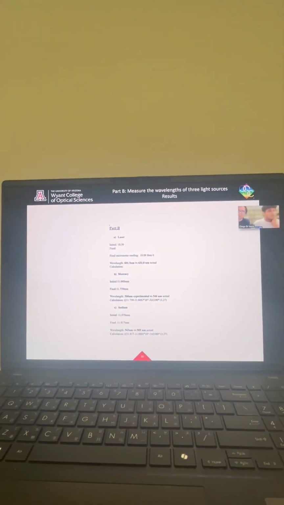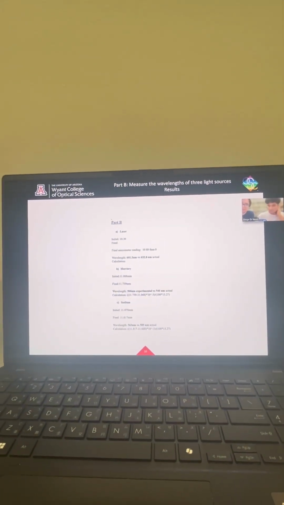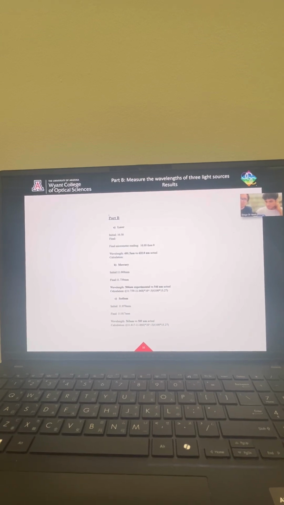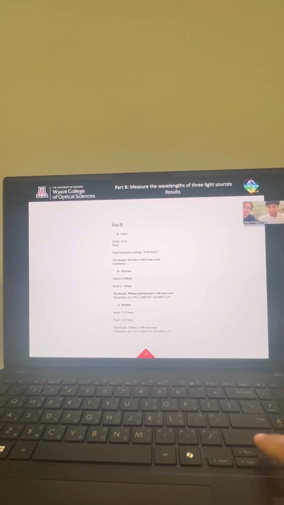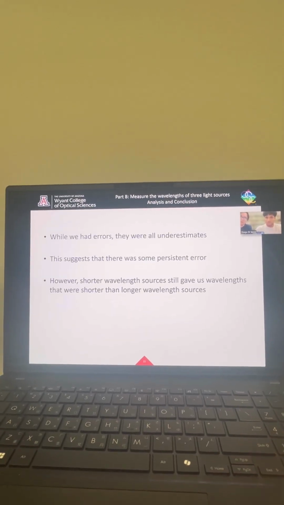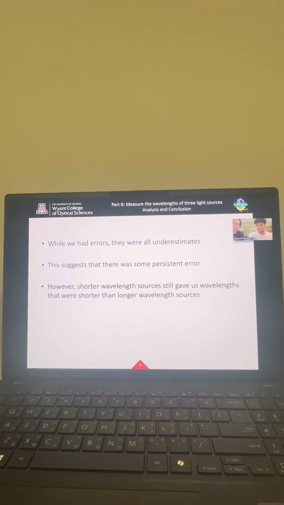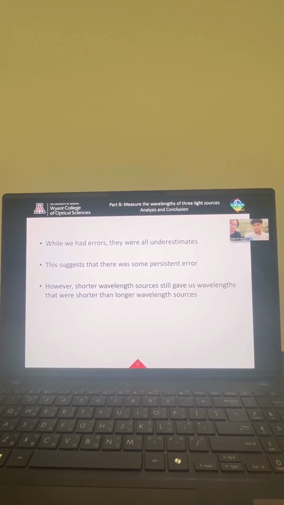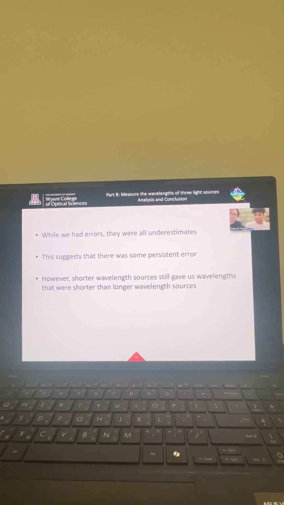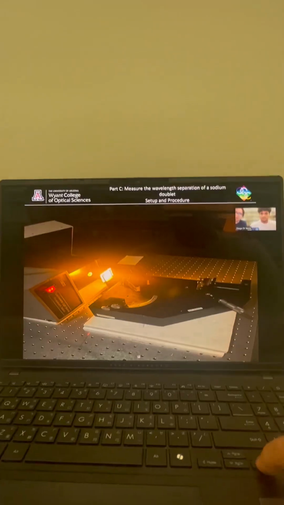And then for Part B, the data that we got: the laser was 601.5 nanometers, the mercury lamp was 506 nanometers, and the sodium was 563 nanometers. While these measurements all had errors, the errors were consistent, in that we were getting shorter wavelengths than the actuals, suggesting there was some persistent error in our setup.